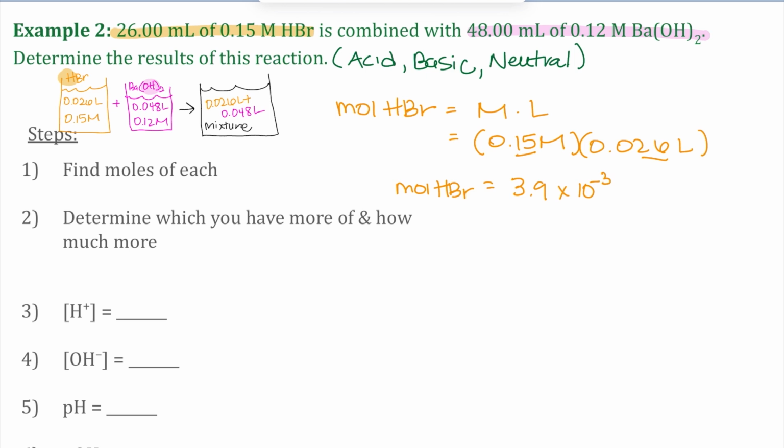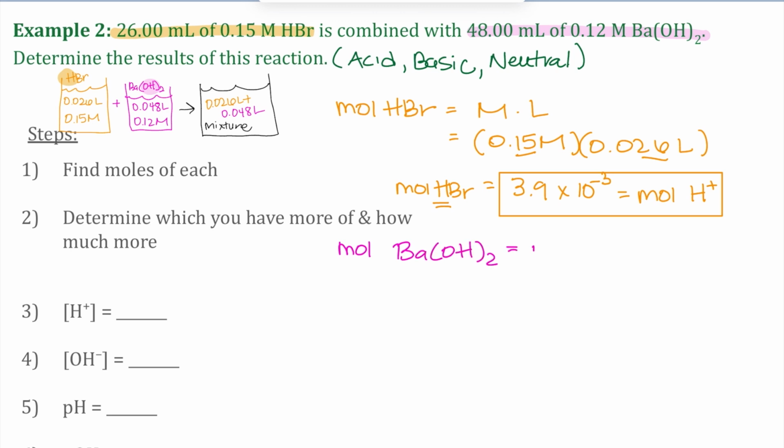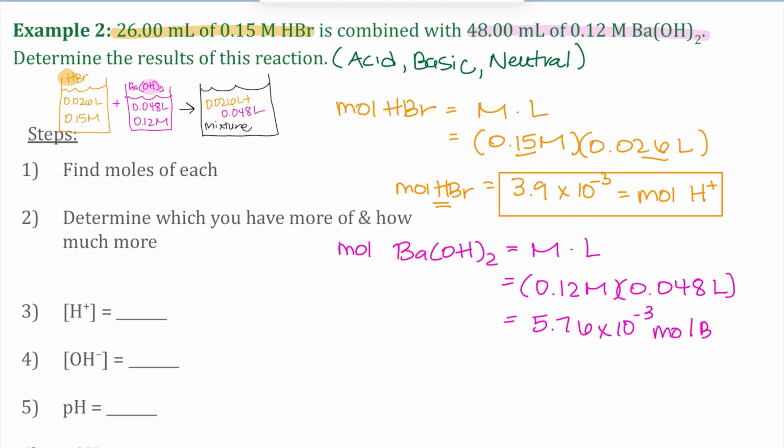Because this is going to completely disassociate, that is also how many moles of hydrogen ions I'm contributing. So now let's look at our barium hydroxide. Let's find how many moles of barium hydroxide we are contributing. Molarity times liters. That molarity is 0.12 molar times liters, 0.048. And I get 5.76 times 10 to the negative 3. And that is our moles of barium hydroxide.